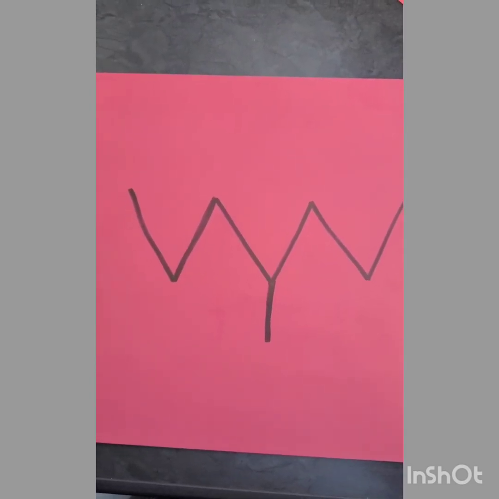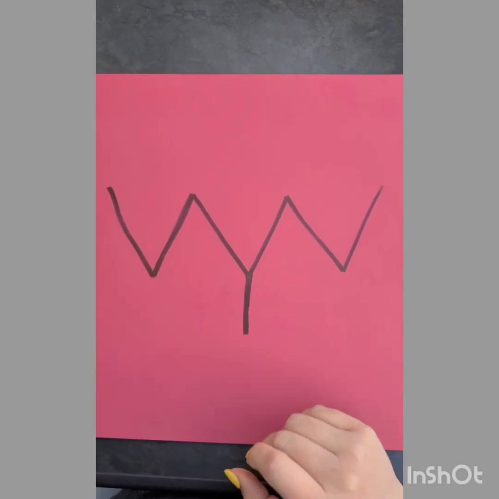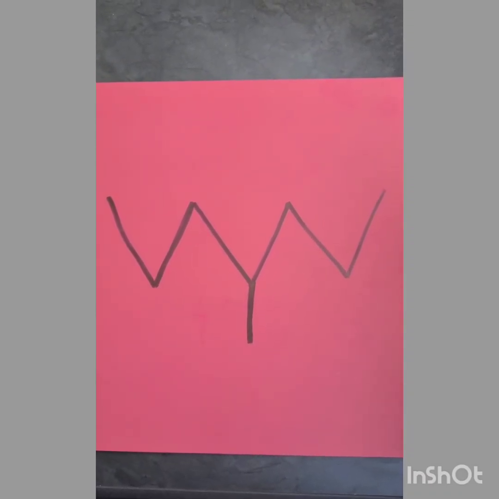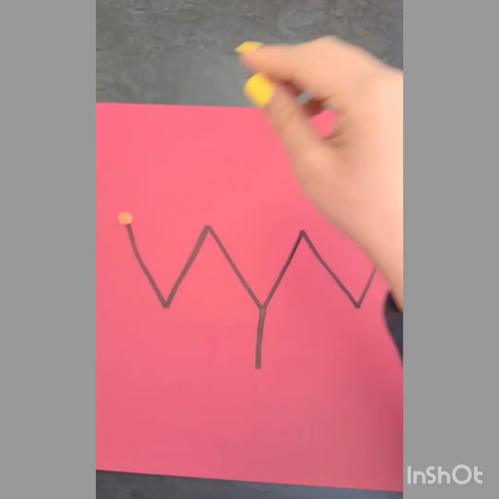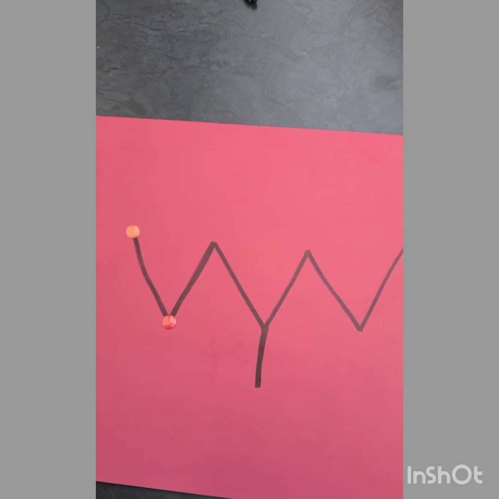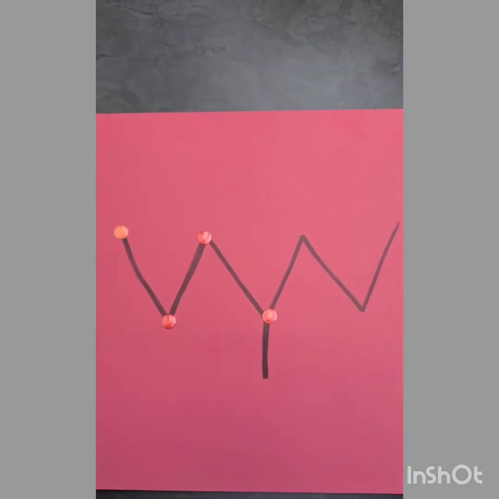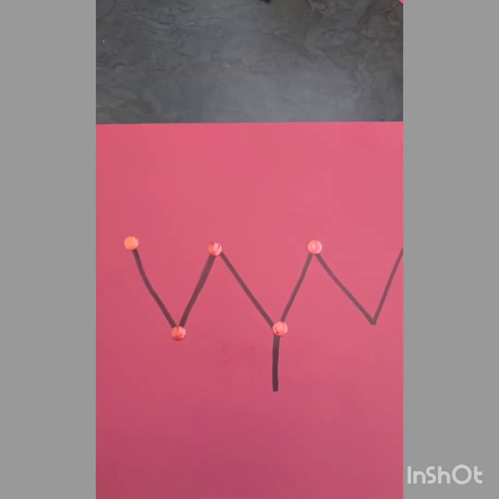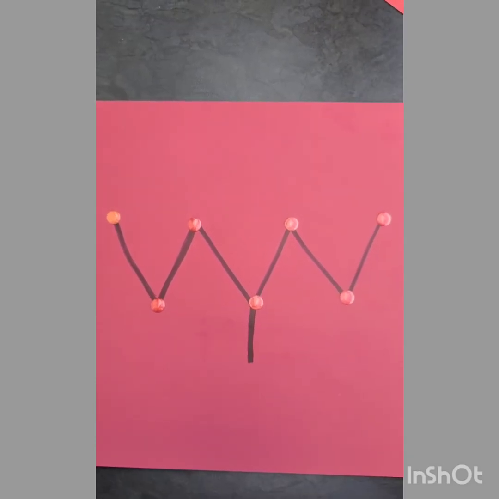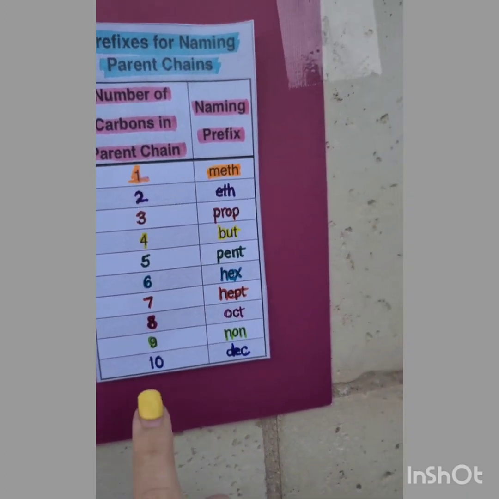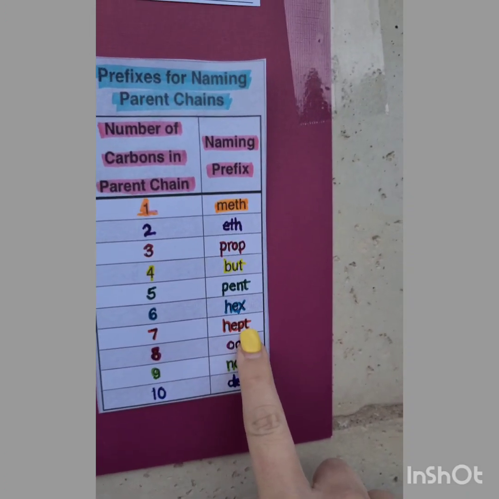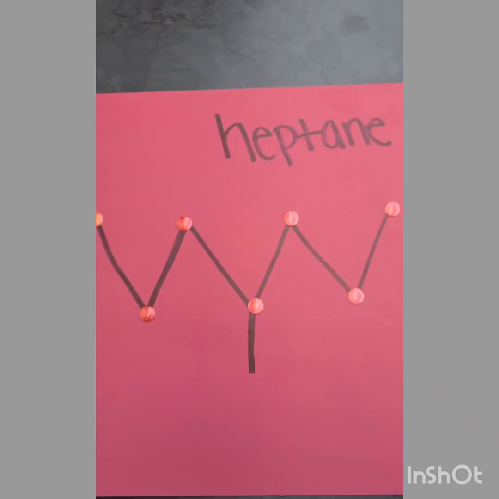So here's an example of a parent chain with a substituent group. Again, we will start with the longest parent chain. So 1, 2, 3, 4, 5, 6, and 7. Since we have 7 carbons in the parent chain, we are with hept. So this would be heptane.